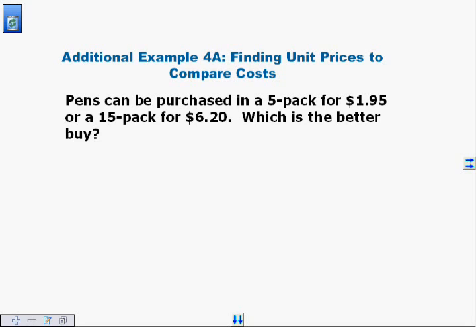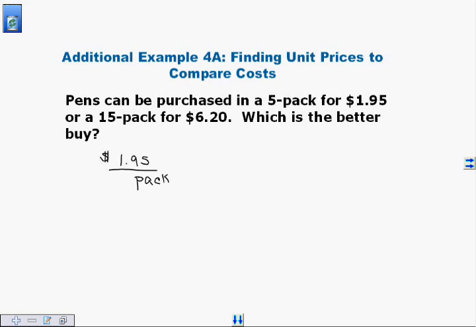Okay, so we're going to find unit prices to compare costs. So another reason that you would need to know unit rate is to decide what's the better buy, maybe. Pens can be purchased in a 5-pack for $1.95 or a 15-pack for $6.20. Which is the better buy? In order to know what the better buy is, we need to know how much one costs. If we know how much one costs, then we can tell which one is the better buy. It's the cheaper one. So, if we're trying to break the pack down to 1, the packs need to be our denominator, and the money needs to be our numerator.